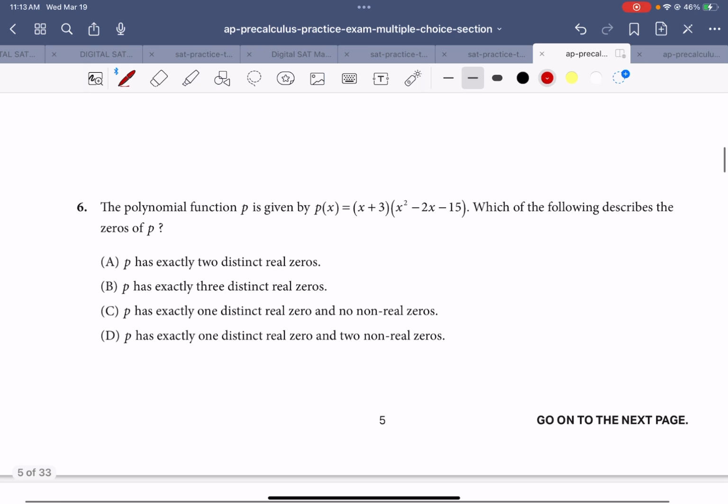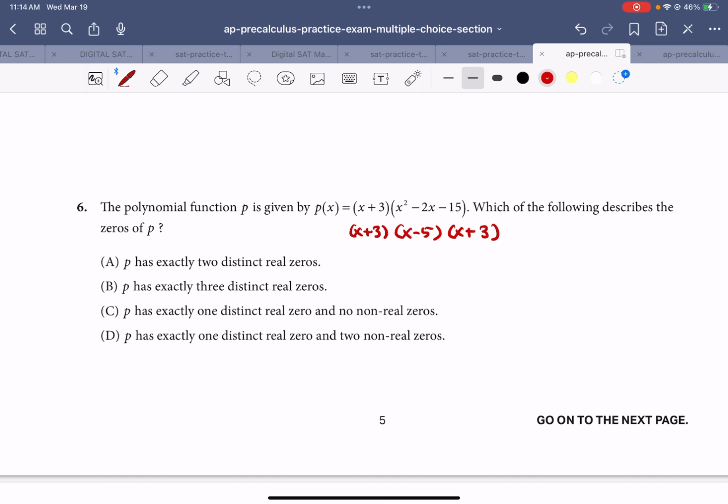Number 6, the polynomial function p is given by p of x equals x plus 3 times x squared minus 2x minus 15. And then which of the following describes the zeros? Okay, if you see this type of problem, you have to think first, is it factorable? If it is factorable, then factor as much as you can. So I noticed this x plus 3, and here, which is x minus 5 and x plus 3. Okay, I believe I factored correctly.